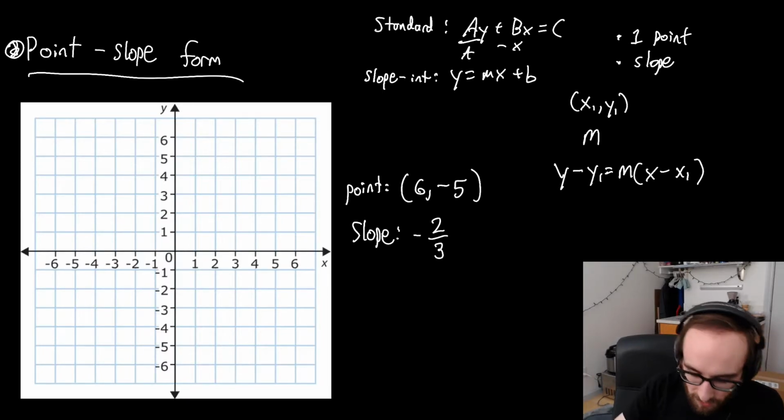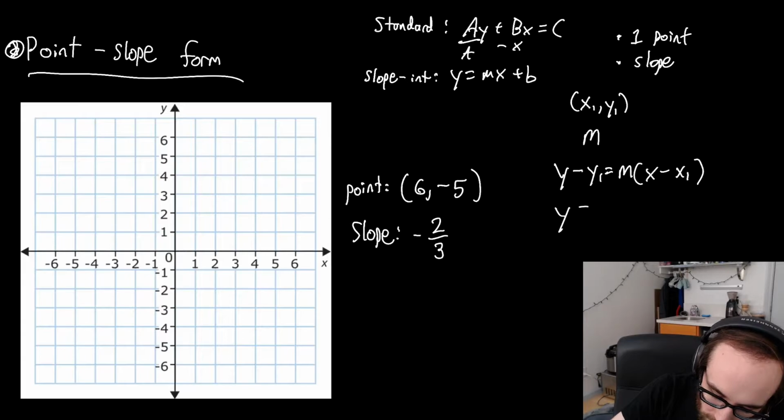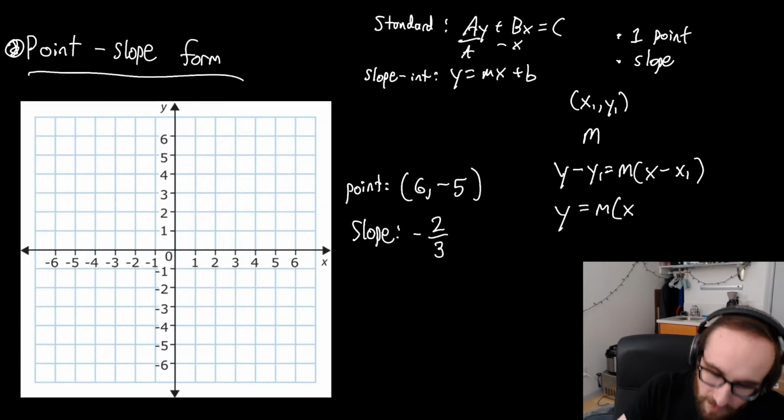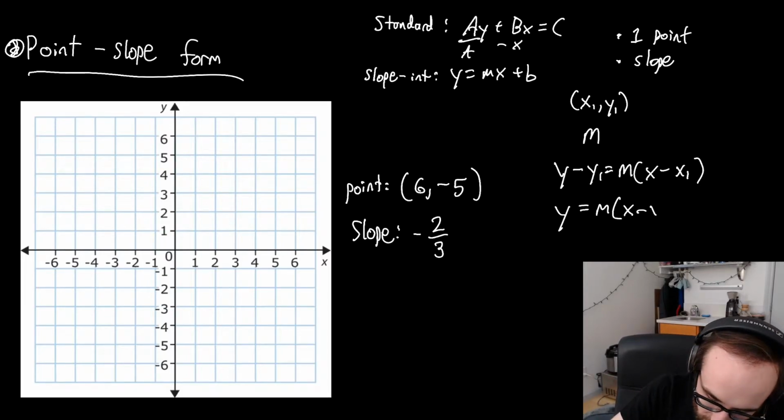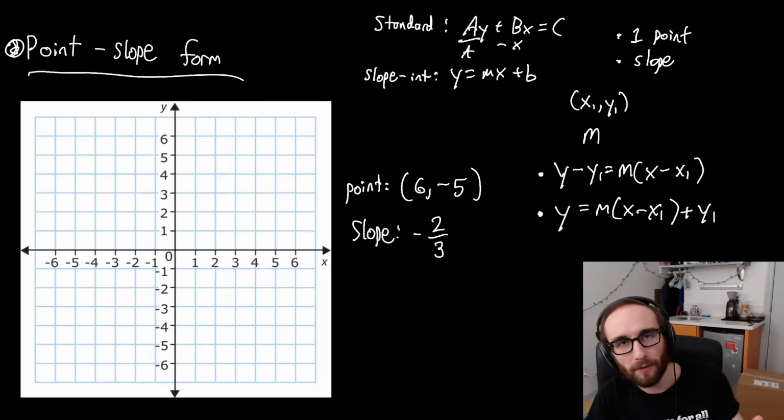If you want to write it just in terms of y, we could just add the y1 to both sides. So you could also just do y equals m times (x minus x1) plus y1. So either of these work out, just plugging in the x and the y value and the slope.